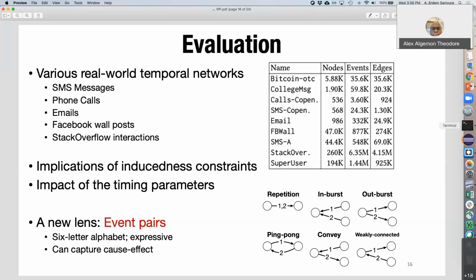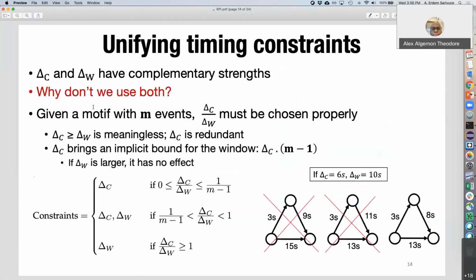So okay, the thing is, this delta C, delta W parameter has a direct effect on that. If you define your delta W to be large, then you have to consider a lot of things. If it is small, then you consider fewer things. And this impacts runtime drastically.